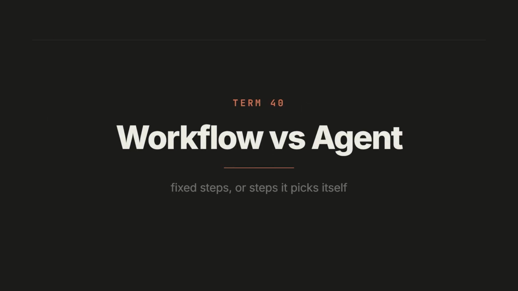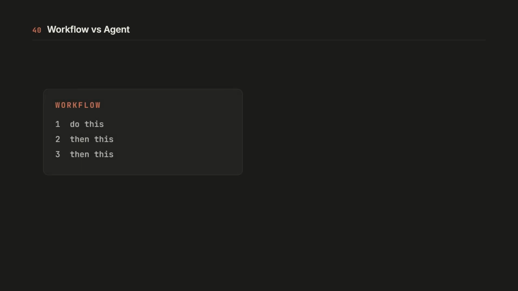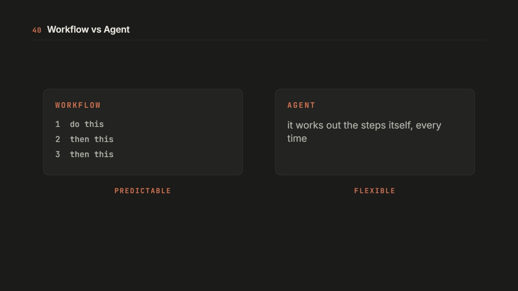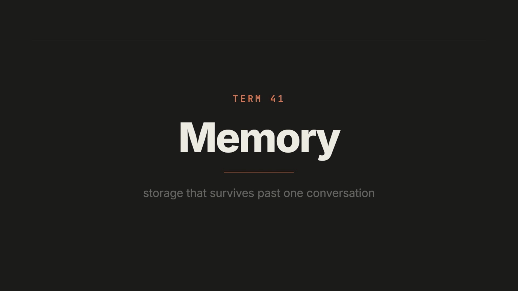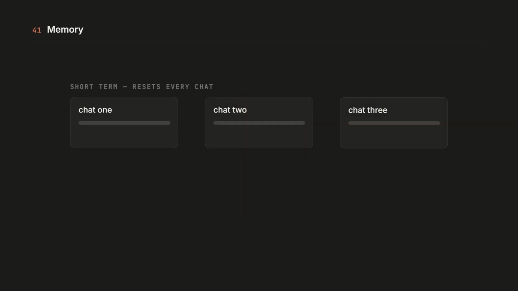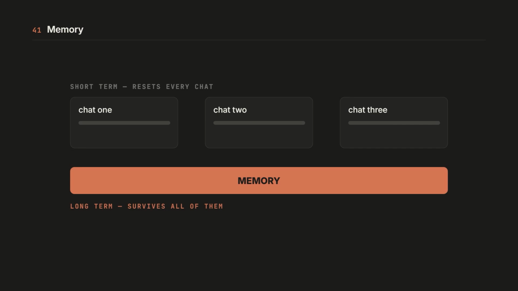Workflow versus agent. A workflow is fixed steps in a fixed order. An agent decides the steps itself. Workflows are predictable, agents are flexible, and most real systems are a mix of both. Memory. This is storage that survives past a single conversation. So context window is the short term and memory is the long term.